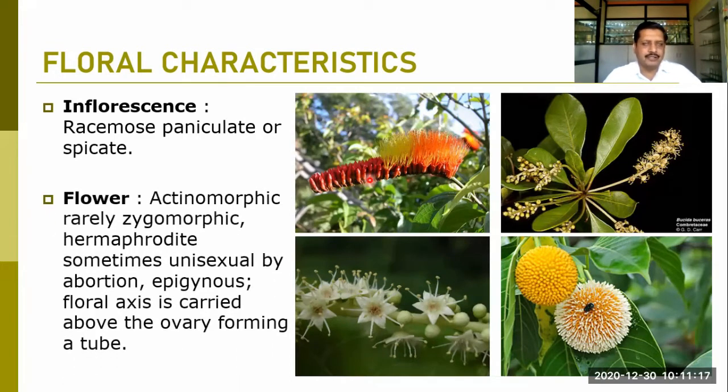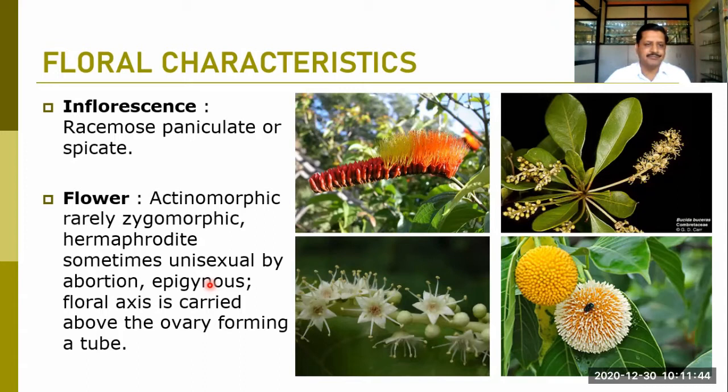Flowers are normally actinomorphic. Here you can observe most of the members having such a 5 petal, 5 sepal flower, and it is actinomorphic, rarely zygomorphic. Bisexual flowers are there, that is hermaphrodite in nature. Sometimes they are unisexual, due to abortion of one of the reproductive structures, either Androecium or Gynoecium.